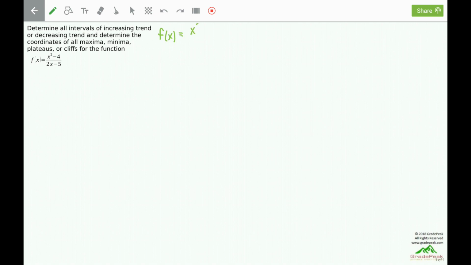f of x equals x squared minus 4, a polynomial, the domain is all reals, over 2x minus 5, a polynomial, the domain is all reals, other than the fact that we have a denominator here and the domain requires that the denominator cannot equal 0. So 2x minus 5 does not equal 0. We can solve for x by adding 5 to the other side and dividing by 2. So x cannot equal 5 halves. The domain will be all real numbers except for 5 halves.